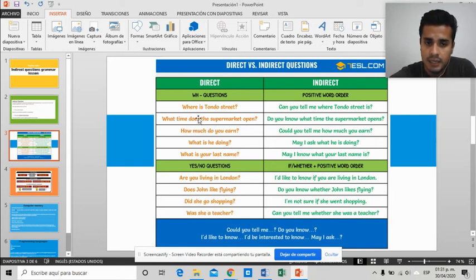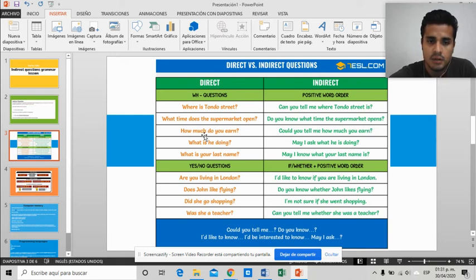Now, what time does the supermarket open? Indirect: do you know what time the supermarket opens? So, basically, on that one, if you notice, we didn't use the verb to be. Because here, on this one, we use does. On here, we only use do. Okay, so do you know what time the supermarket opens?